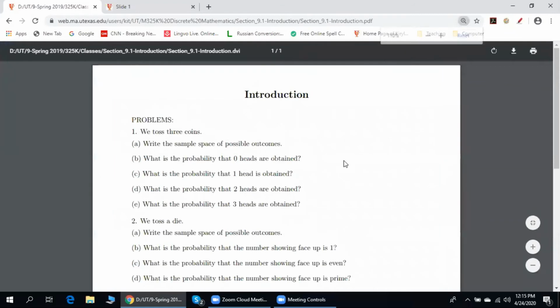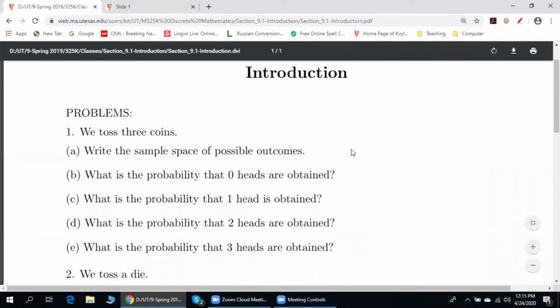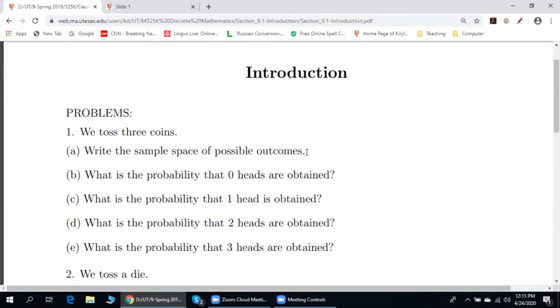Please take a look at this. We toss 3 coins, all right? The sample space of possible outcomes. Guys, anybody who can help me with that? Head. So, since we toss 3 coins, the sample space of possible outcomes will be head. Do you agree with us? No. So, what do you think? There should be 8 possible outcomes. Why 8 possible outcomes? It's 2 cubed.